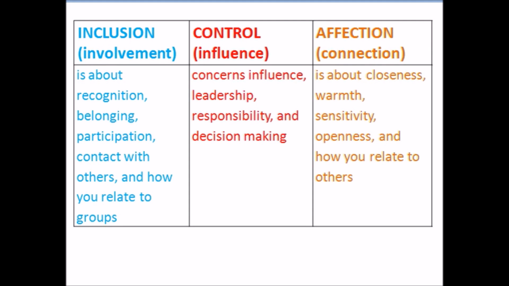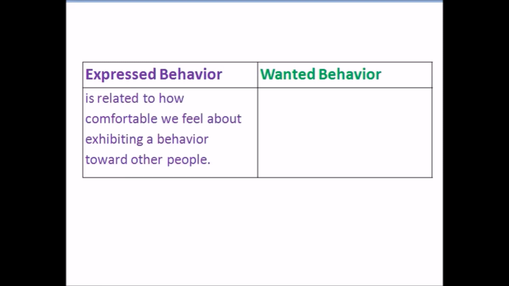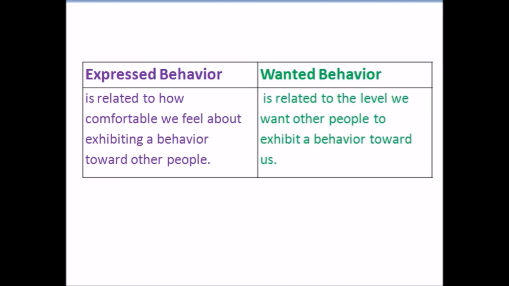Each area of need is also modified by two other factors, which are expressed behavior and wanted behavior. So let's see how these two are different. Expressed behavior is related to how comfortable we feel about exhibiting a behavior towards other people. So during expressed behavior, we are the ones undertaking steps. Wanted behavior is more related to the level we want other people to exhibit a behavior towards us. So during expressed behavior, we are in a more active position, we are acting, and during wanted behavior, it's about how others act towards us.